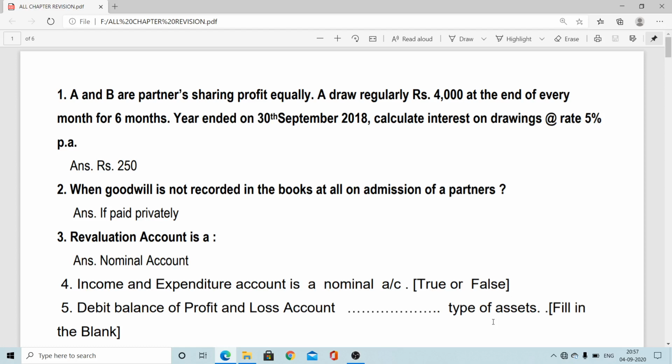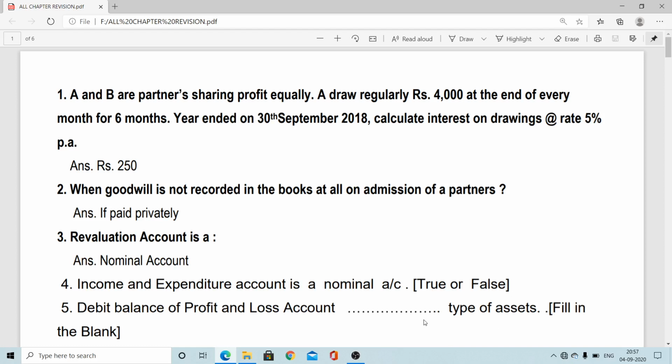We know the accounting rule: all the asset items shown on the asset side of the balance sheet are debit in nature, and liability side items are credit in nature. So if any item comes from the asset side, that is called debit balance. So profit and loss is sometimes shown on the asset side, and that is called debit balance of profit and loss account. And that is one particular asset: is it a fixed asset, current asset, liquid asset, or fictitious asset? The correct answer in this case is fictitious asset.